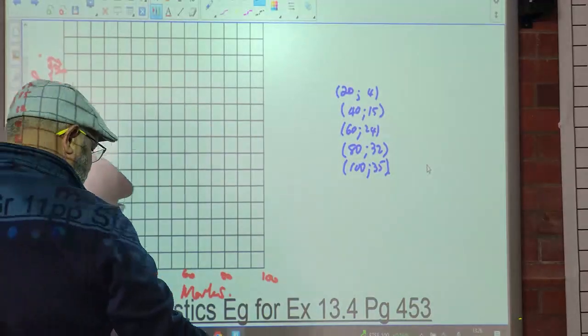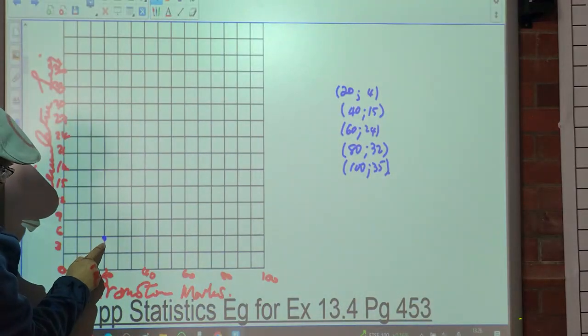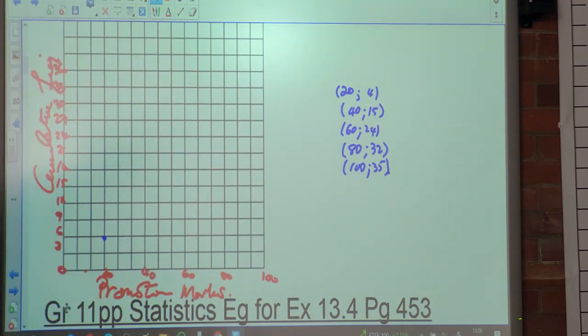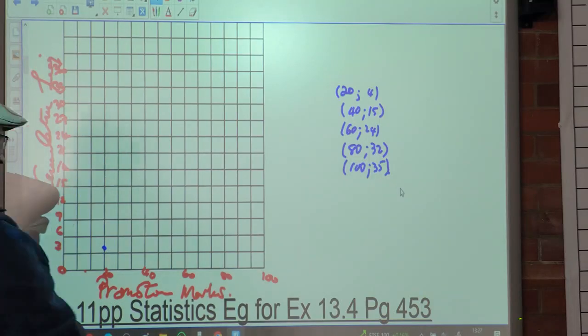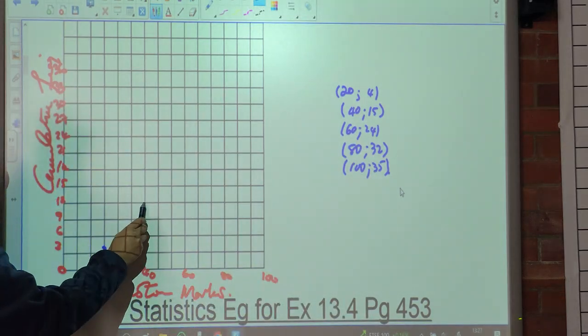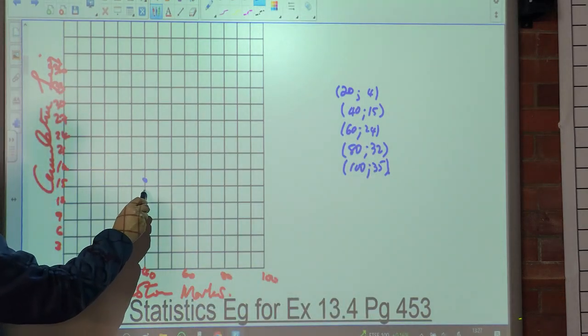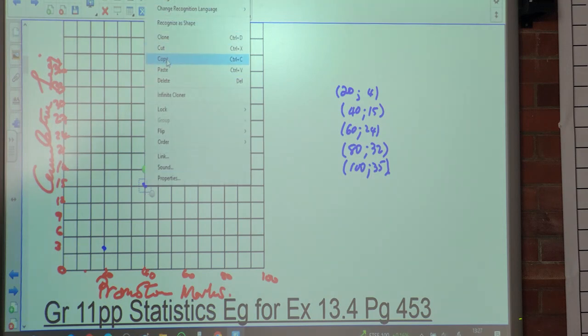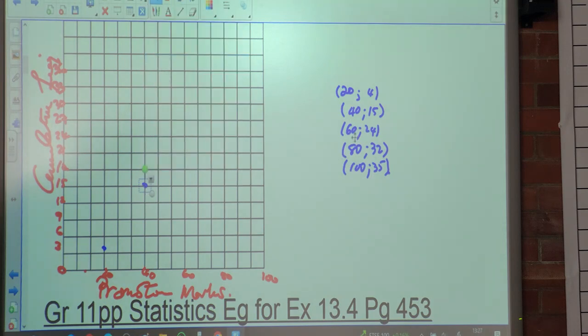Okay. Let's bring it down. Okay. 4 is there. And then 40 and 15. So 40, 15 is nicely on this point here. Okay, and then 60 and 24. There's 60. Anyway, on this line 24. It's about there.